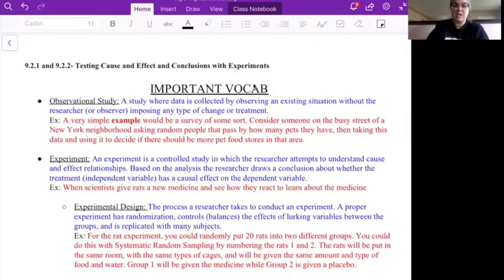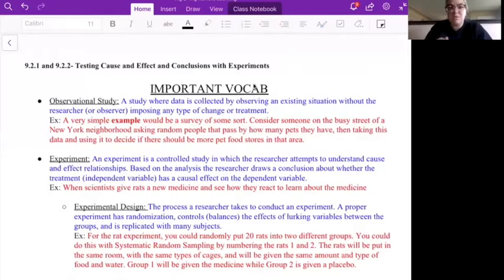There is an observational study. This is a study where the data is collected by observing an existing situation without the researcher or the observer imposing any type of change or treatment. So you're just observing. A very simple example would be to survey some people on a busy street of a New York City neighborhood, asking random people that pass how many pets they have, then using this data to decide if there should be more pet food stores in that area.